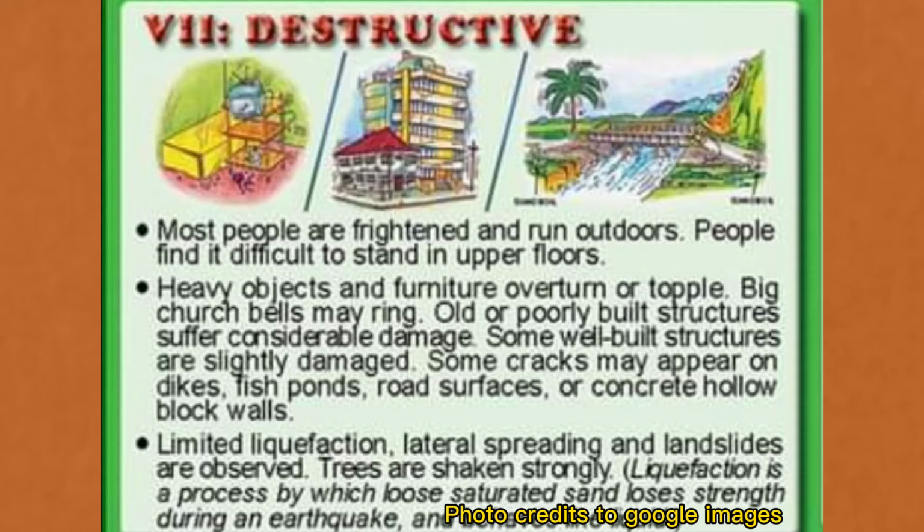Some well-built structures are slightly damaged. Some cracks may appear on dikes, fish ponds, road surface, or concrete hollow blocks walls. There is also limited liquefaction. Liquefaction is a process by which loose saturated sand loses strength. Lumalambot sila during an earthquake at nagbe-behave just like liquid. Lateral spreading and landslide can be observed, and trees are shaken strongly.